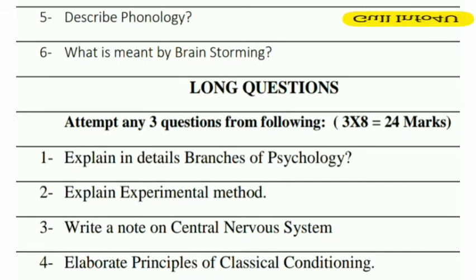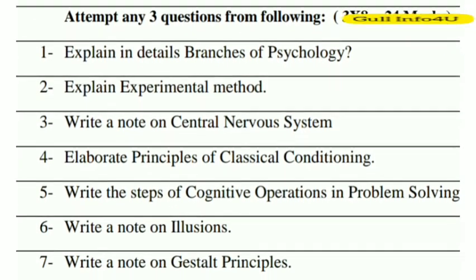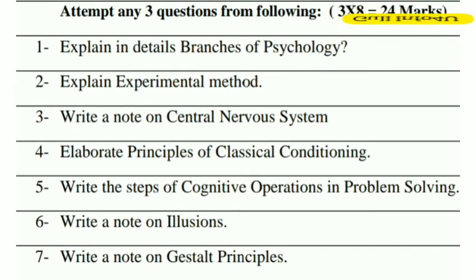Now we have the long questions list, and you have to attempt 3 questions from the given 5 for the 24 marks, and here are 9 questions for your final preparation as suggested questions for the final exams. 1, explain in detail the branches of psychology. 2, explain experimental method. 3, write a note on the central nervous system. 4, elaborate principles of classical conditioning. 5, write the steps of cognitive operations and problem solving.